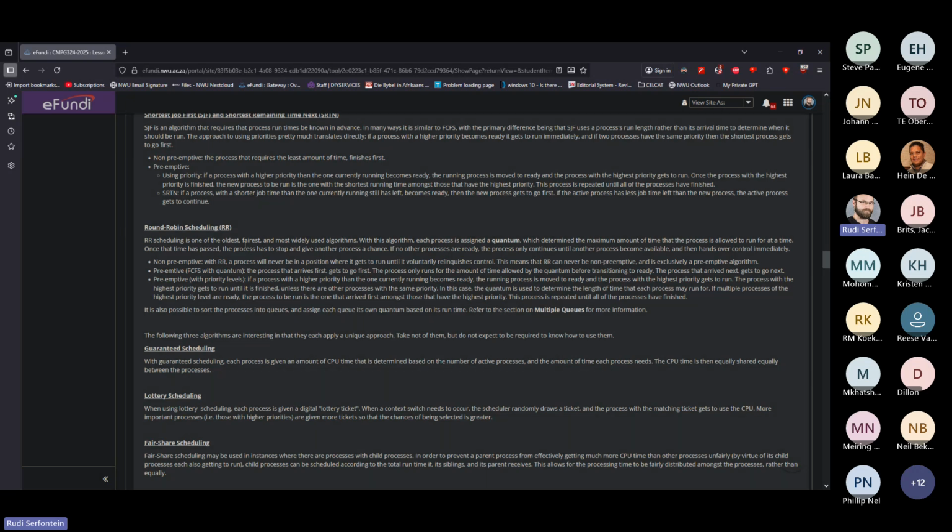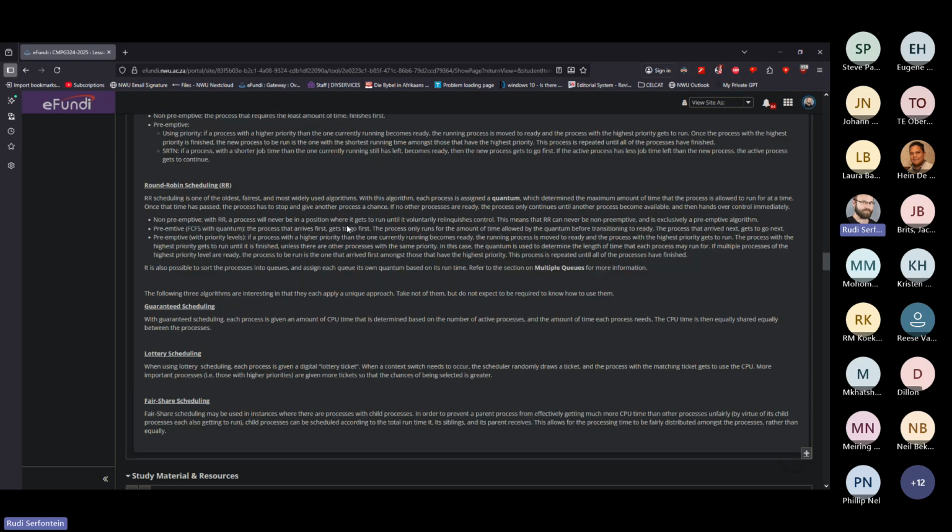Then your round robin scheduling. Round robin is never non-preemptive, so it will necessarily be preemptive, but make sure that you can use the normal preemptive one as well as the one with the priority levels as well.